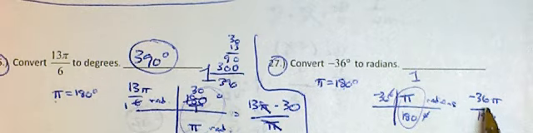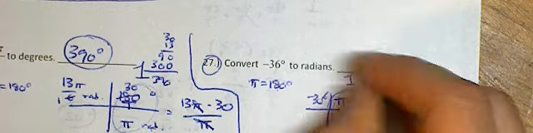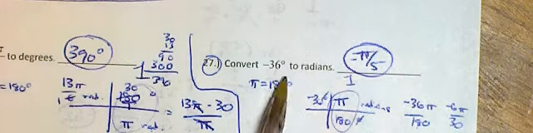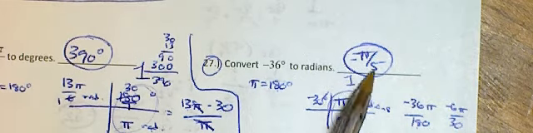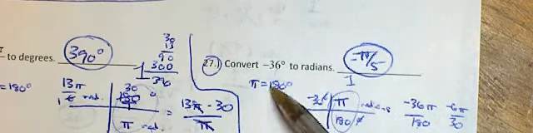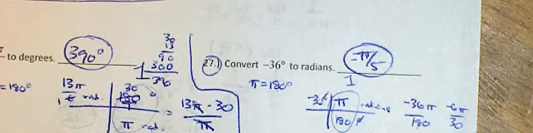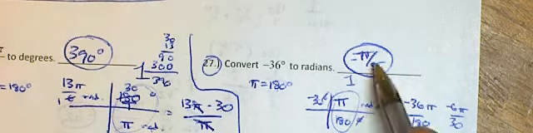So I can divide them both, let's see, I could start by dividing them both by 6. And so this would be negative 6 pi over 30. And then you can divide them both by 6 again, and you get negative pi over 5. So negative 36 degrees is equivalent to negative pi over 5 radians. And the negative is just indicating, again, that we're going around the unit circle clockwise rather than counterclockwise, how we normally go. And so if you're going around clockwise with your degrees, you'll also be going around clockwise with your radians.